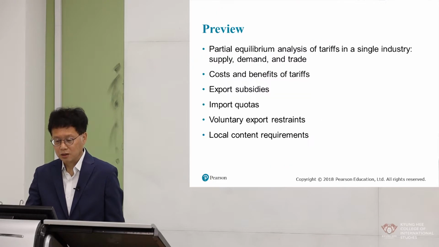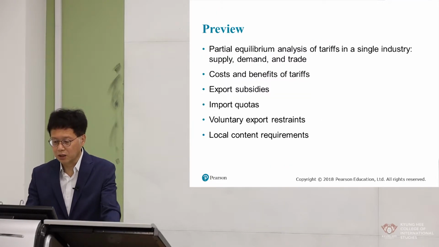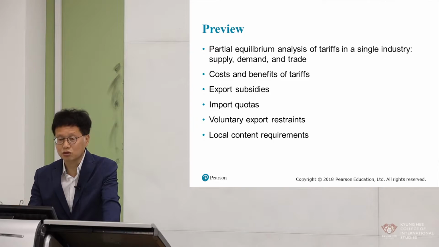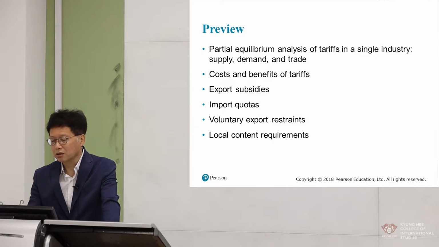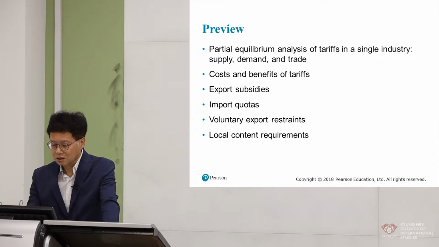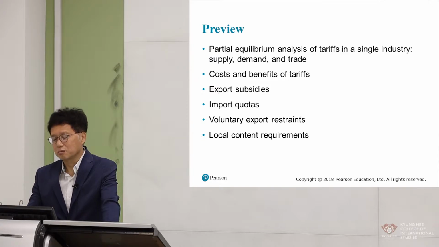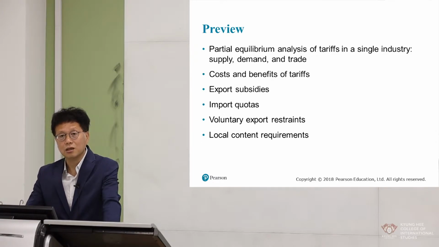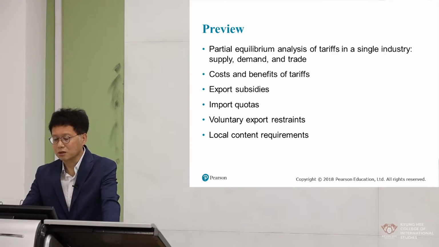And the structure of Chapter 9 is like this. Section 1, partial equilibrium analysis of tariff in a single industry. The tariff is the most important instrument of trade policy to protect an industry. Liberalization of international trade means reduction in tariff, right? Protection of trade means imposing tariff. Anyway, tariff is the number one instrument of trade policy.